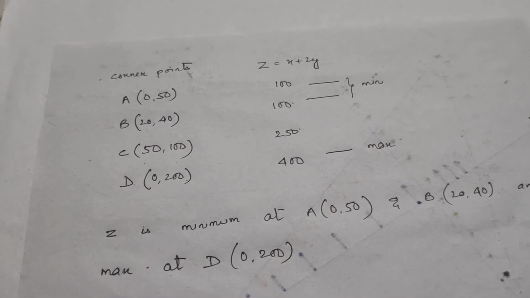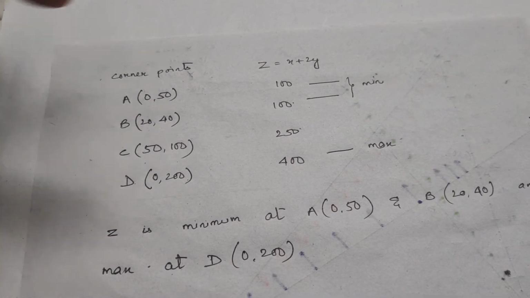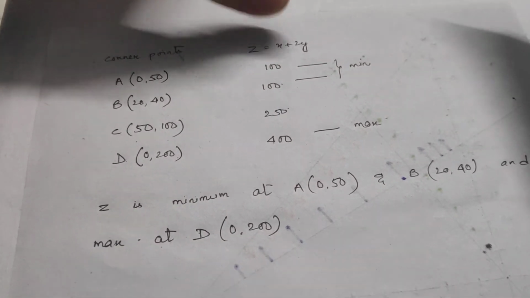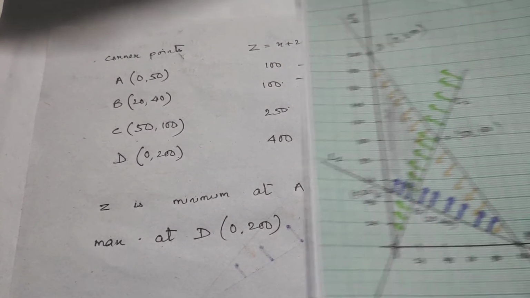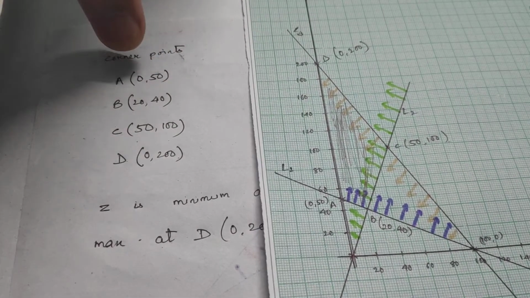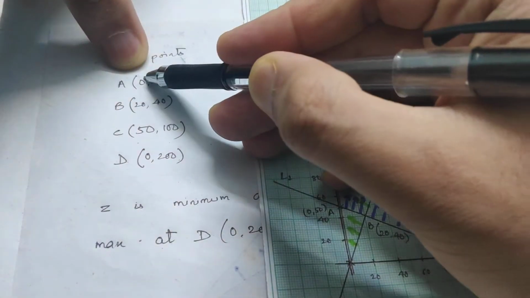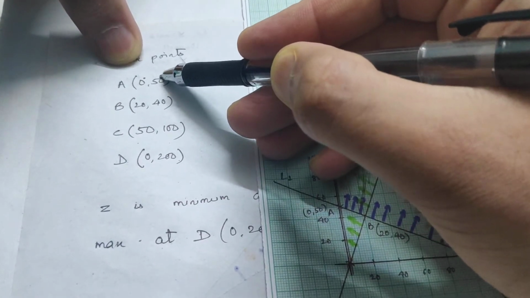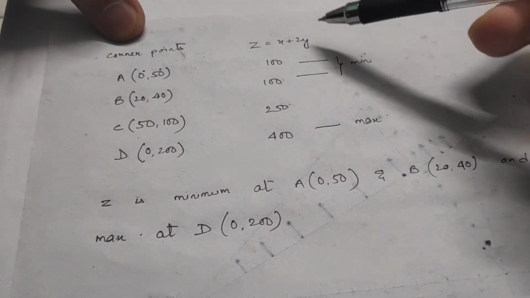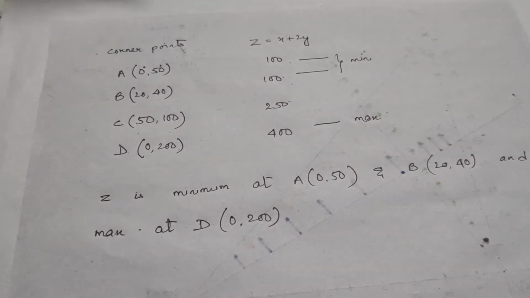Now from the graph you write all the points, make a table like this, corner points and your objective function. So now you can see the points here, A, B, C, D. I have written them here, and this is the value of X, this is the value of Y. So X, Y I'll be substituting in my objective function and then I'll be getting values.